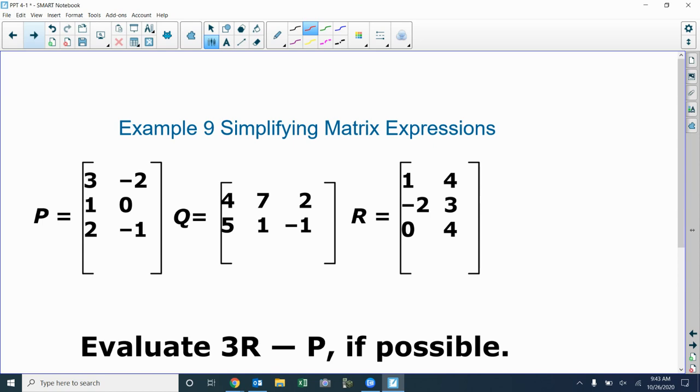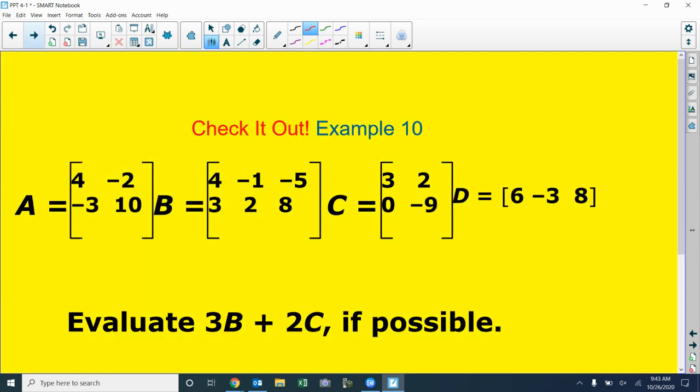Can we do R and P? Can R and P be added or subtracted here? Yes. What do we got to do to R first before we do it? I'm not asking you to do it because this is simple, all right? B and C, can we add B and C? No, can't.